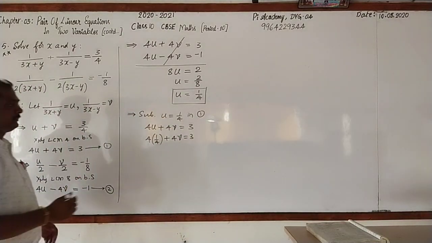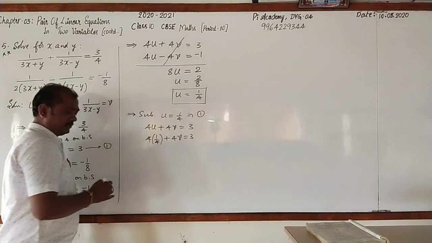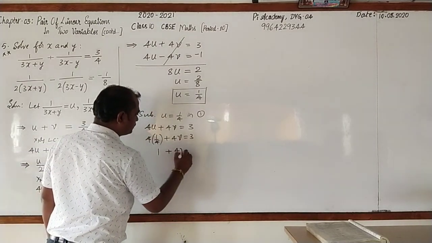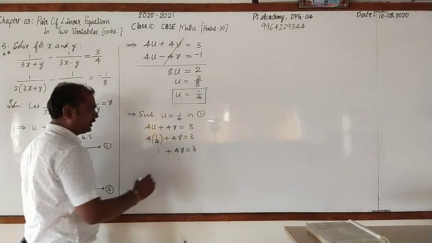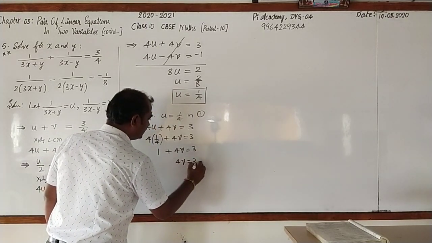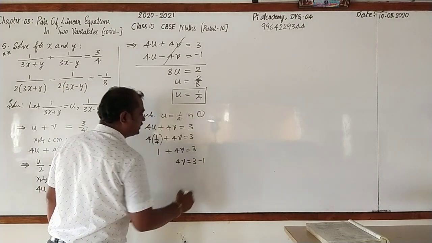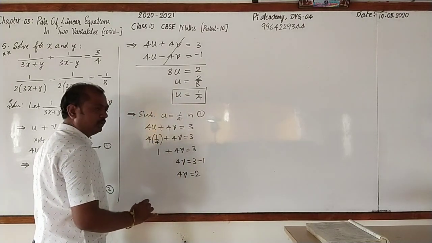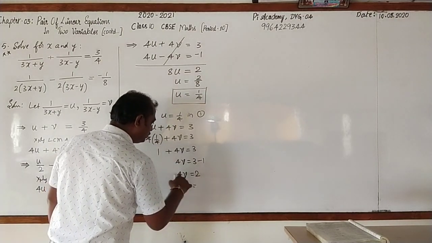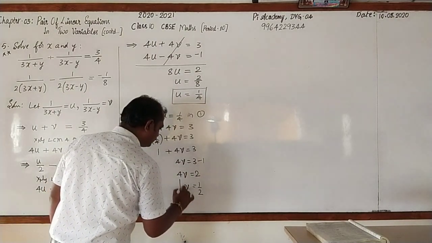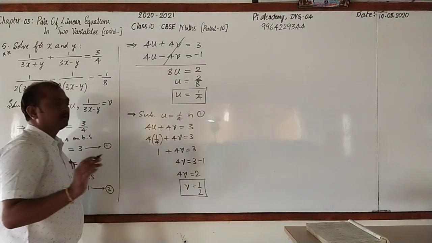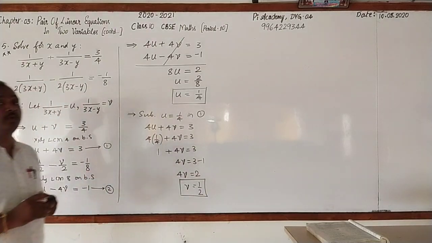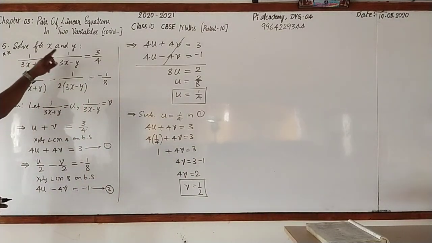How do you simplify? Yes, again you are right. You can cancel 4 and 4. You will get 1. 1 plus 4v is equal to 3. Then 4v is equal to 3, transfer 1 to the right hand side, minus 1. It is 4v is equal to 2, and v is equal to 2 by 4, which is nothing but 1 by 2. Got it? Yes, we got both u and v values, but what are we going to find out? x and y.